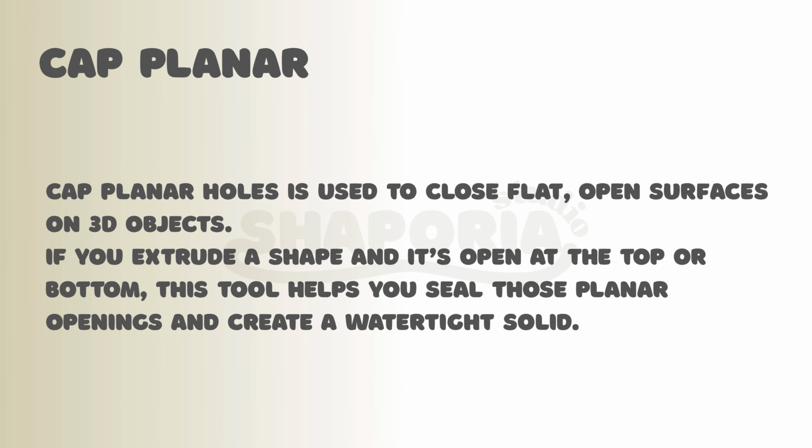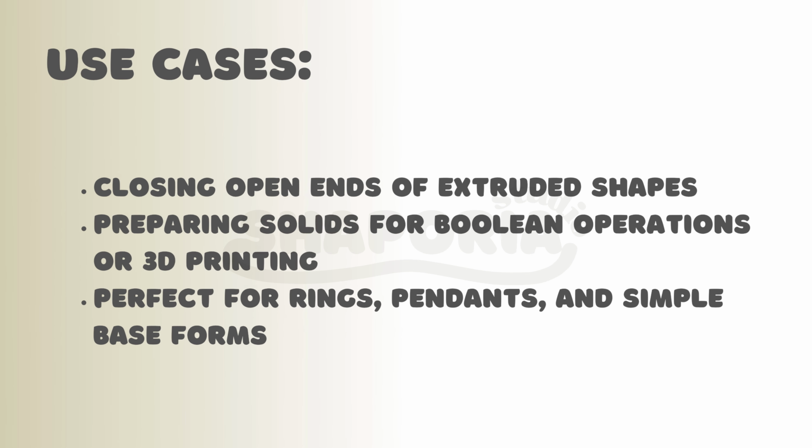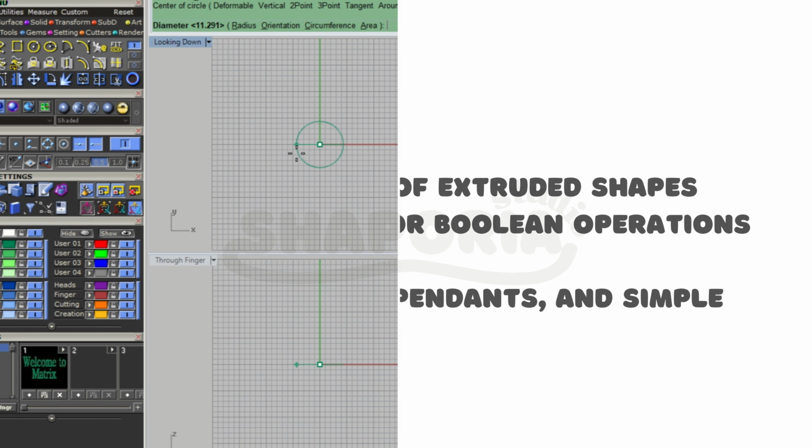CAD planar holes is used to close flat, open surfaces on 3D objects. If you extrude a shape and it's open at the top or bottom, this tool helps you seal those planar openings and create a watertight solid, closing open ends of extruded shapes. Preparing solids for Boolean operations or 3D printing. Perfect for rings, pendants, and simple base forms.